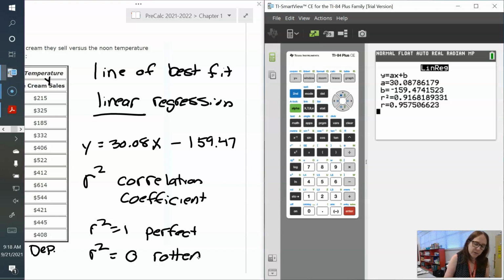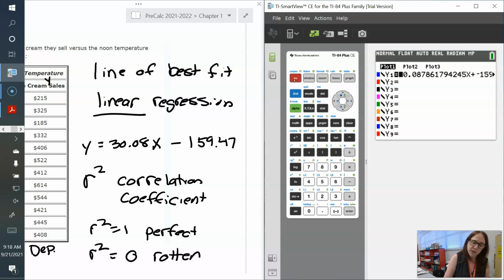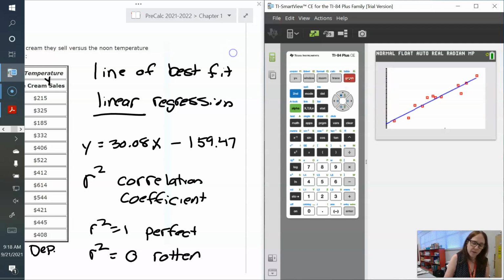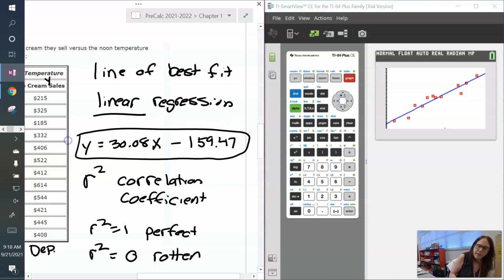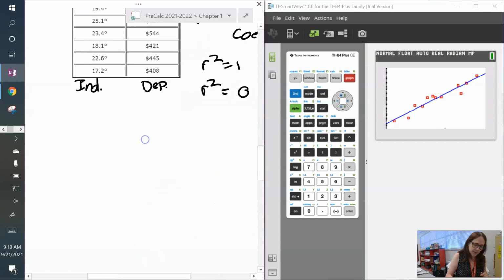So first of all, let's look at Y equals. Notice how it copied it right there into Y1. I'm going to hit graph. The blue line is the line of best fit, your linear regression. So this is your blue line right here, and the red points are the data points. Okay, so let's do one more just to make sure we're solid with this.